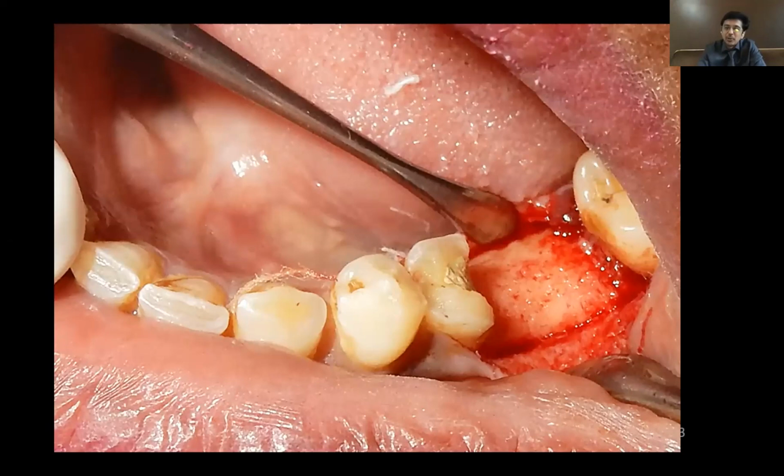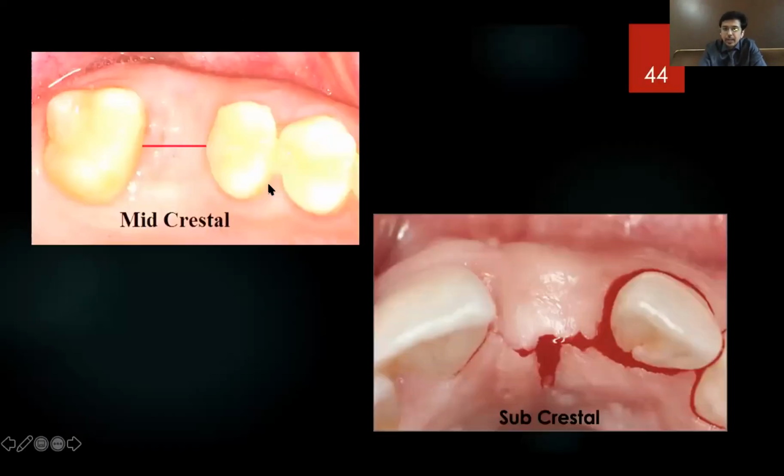So with regard to the types of incision, majority of you are aware. We have two basic types of incision which we can give. We have the mid-crestal incision and we have the subcrestal incision. As a periodontist and otherwise also, I always prefer the subcrestal incision with regard to delayed implant cases, because the line of incision doesn't lie over your implant, and even your sutures won't be lying over your implant.